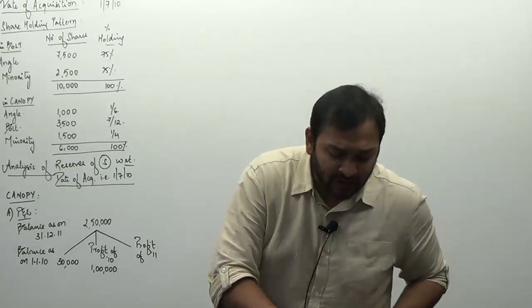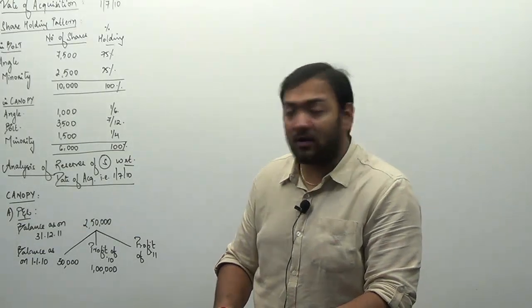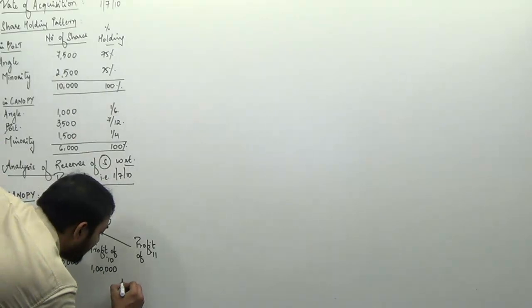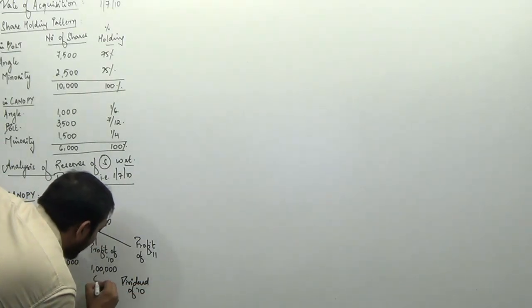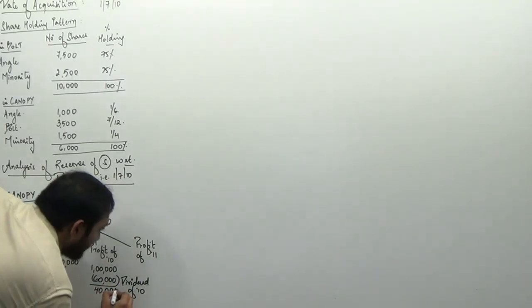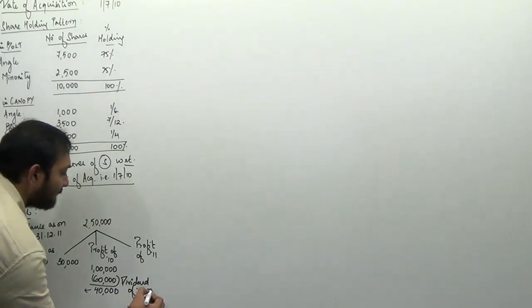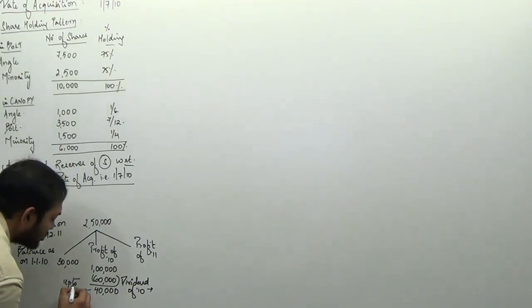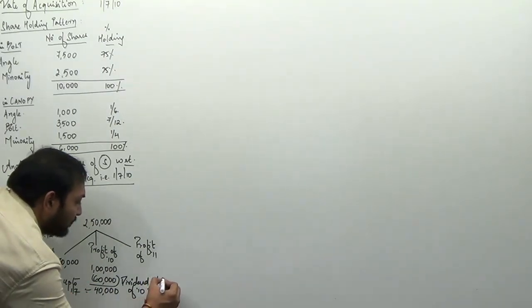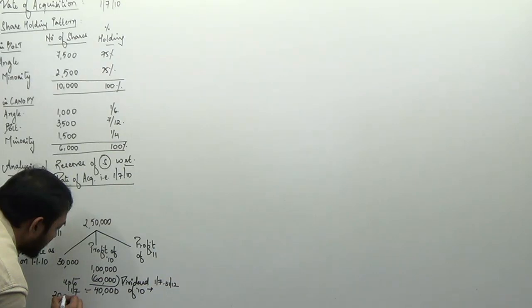So how much is the dividend declared? 10%. So 10% dividend on Canopy Limited's share capital of 6 lakhs. So here I'll get dividend of 2010, 60,000. Balance will be 40,000. This 40,000, I'll have to divide again into two parts. One is up to the date of acquisition, 1st July. Second one is from 1st July up to 31st December. Half of 40,000, 20,000 each.